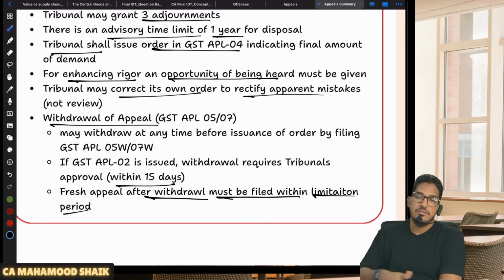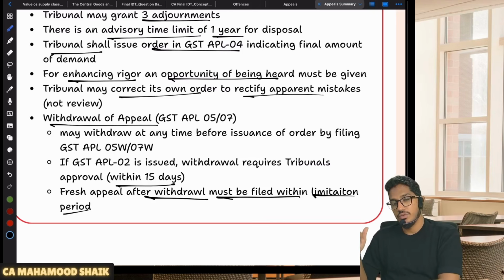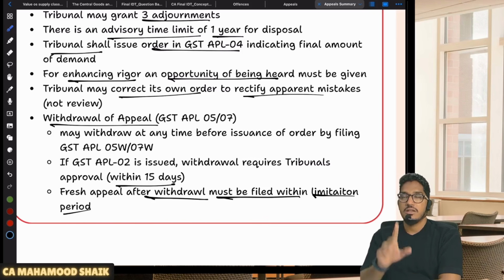Understood? Now, from here, if you are not happy, either you or the department, with the GSTAT order, you can go to the High Court. But from GSTAT to either the High Court or Supreme Court, you can go only if there is a question of law. If there is a question of law. For a question of fact, the High Court and Supreme Court will not entertain your case. In law, you can go for appeal on 2 matters: question of law, question of fact.